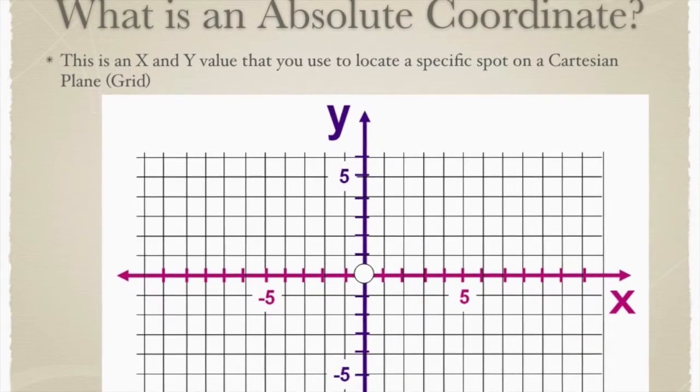Alright, so to review, an absolute coordinate is a specific value on an x and y axis, a Cartesian grid. And so here, in this example, this red dot is at 5x and 5y, and so that can be written as 5, 5. So up next, you will use those absolute coordinates to draw a block letter M and a V for Mountain Valley High School. Good luck.